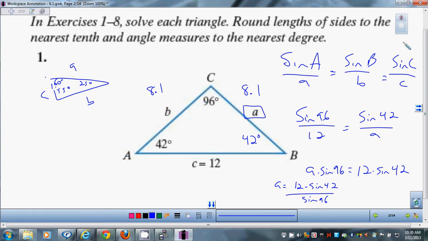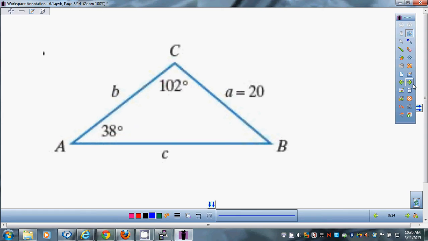Next question. Okay. Do I have a side angle pair? Yes, 38 and the 20. So you know that's how you have to start out. Sine of 38 over 20. Now what do you want to solve for first?